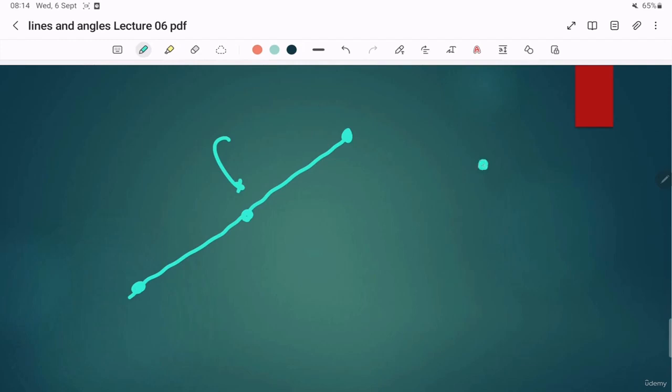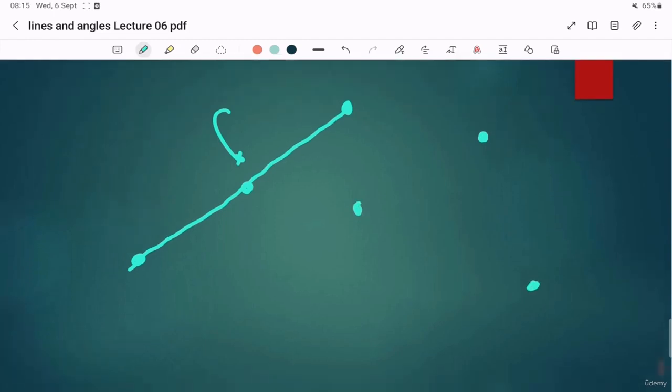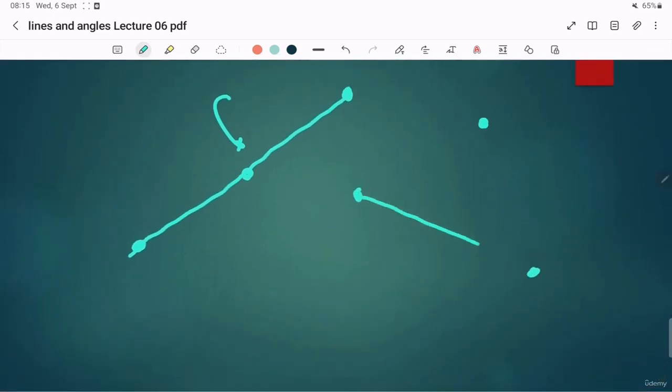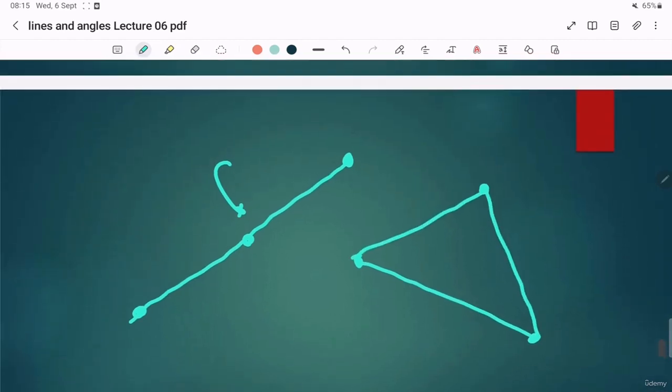Now let's say we have 3 points. One is here, another is here, and third is here. As you can see, if you join these 3 points, you will not get a straight line. You are getting a triangle. Therefore, these are not collinear points.